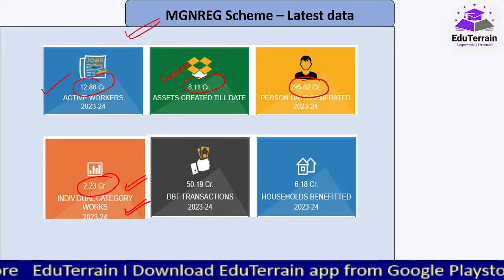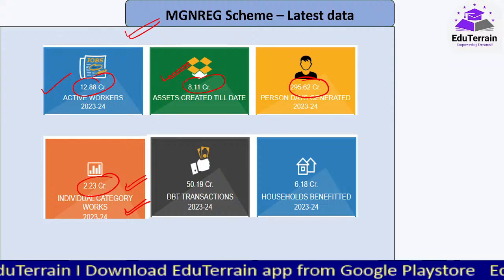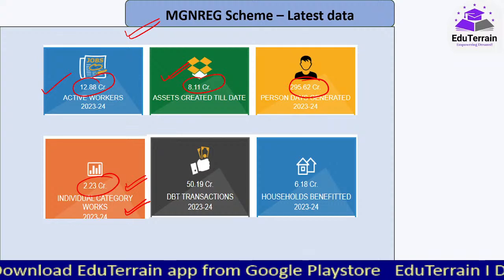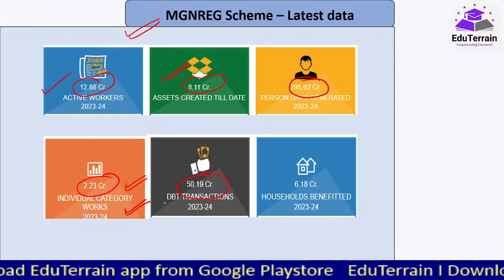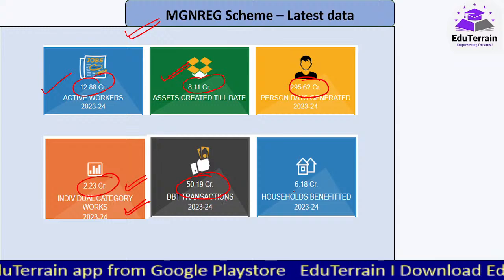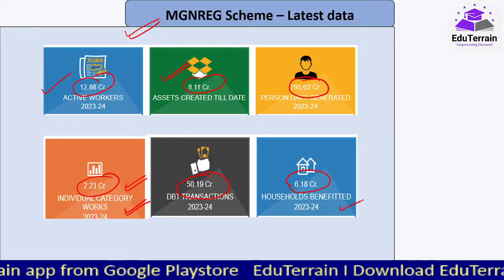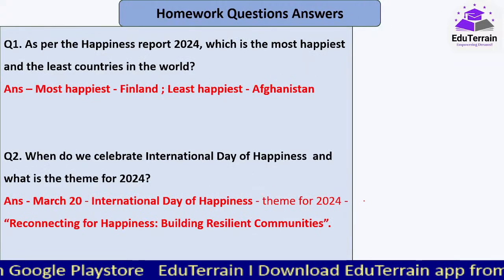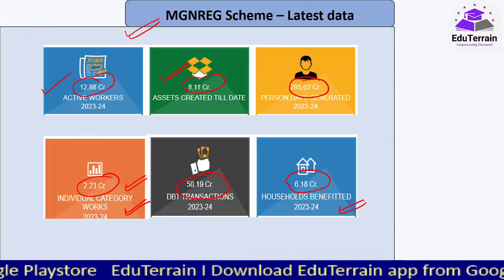On the same lines, whatever the wage rate of that state is, payment will be made on that basis. DBT transactions to the tune of 50.19 crores have happened. 6.18 crore households have been benefited under this MGNREGS for the year 2023-24. So this is all from my end.